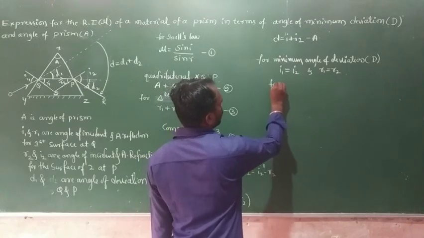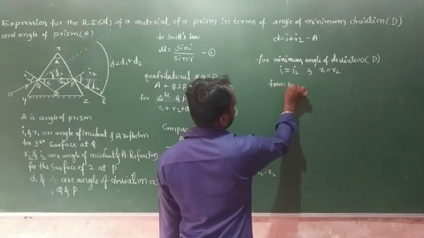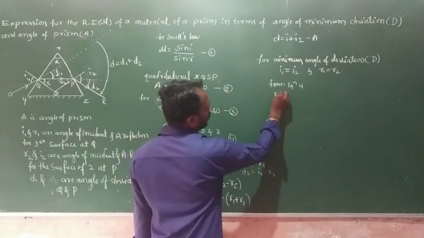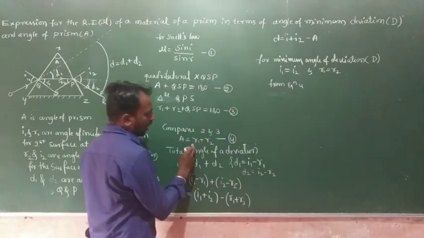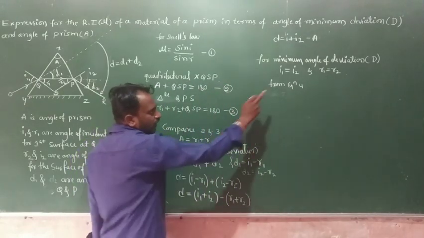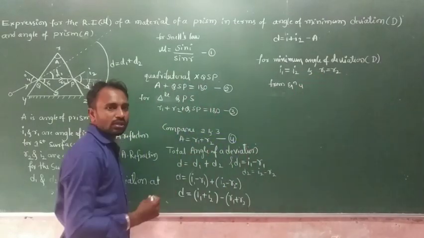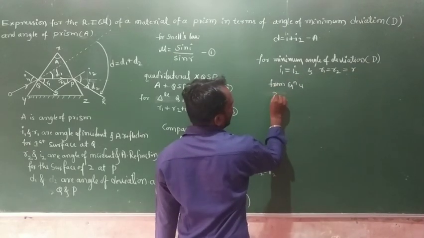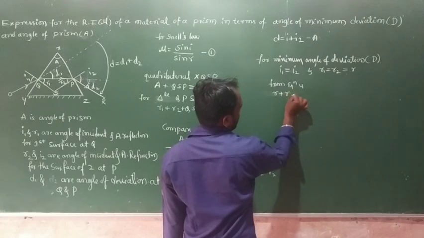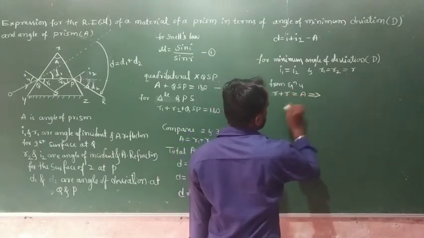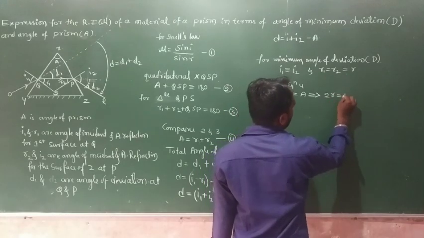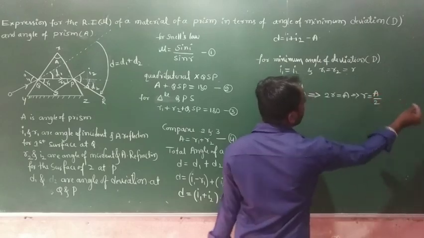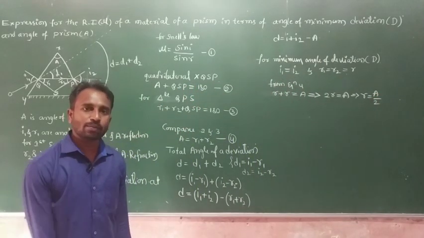From equation 4, R1 plus R2 is equal to A. According to this condition R1 is equal to R2, so we consider it as R. It means R plus R is equal to A, so 2R is equal to A. We want the R value, so R is equal to A by 2. The angle of refraction R is equal to A by 2.